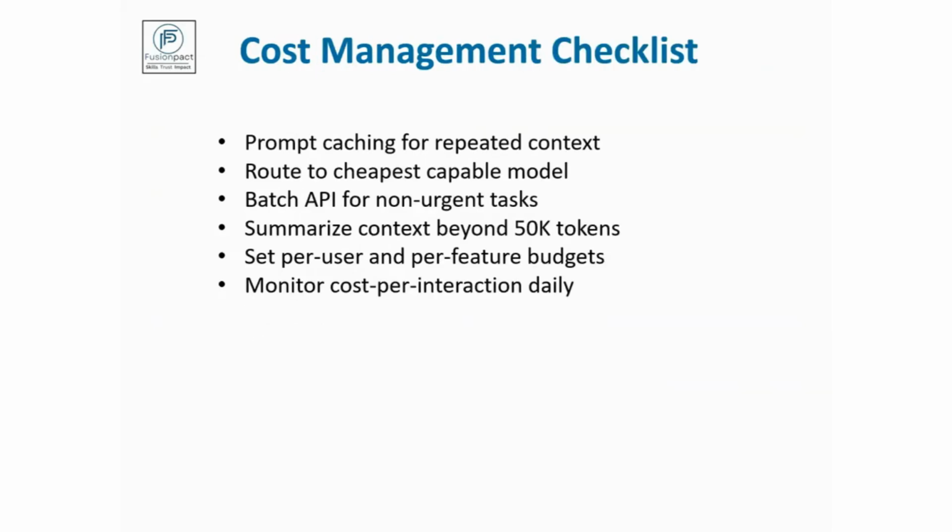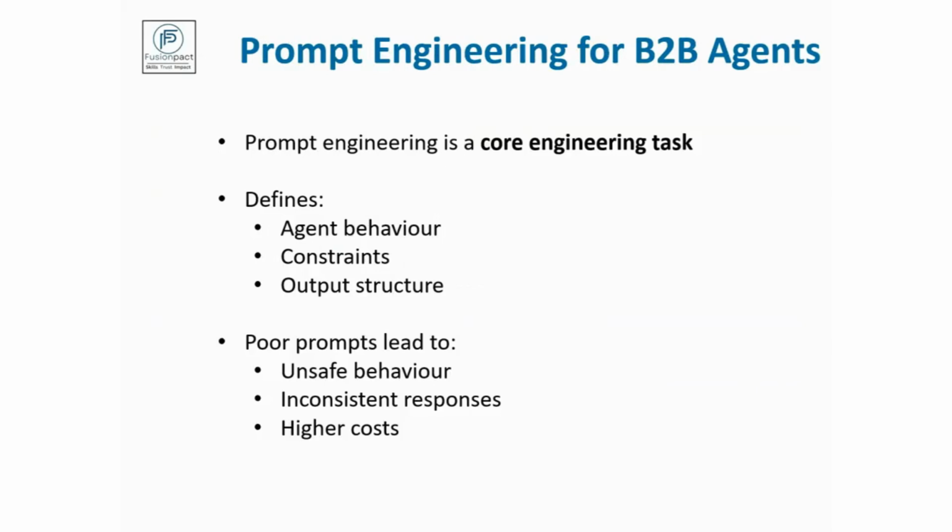Cost management checklist: prompt caching for repeated context, route to the cheapest capable model, use the Batch API for non-urgent tasks, summarize context beyond 50K tokens, set per-user and per-feature budgets, and monitor cost per interaction daily.